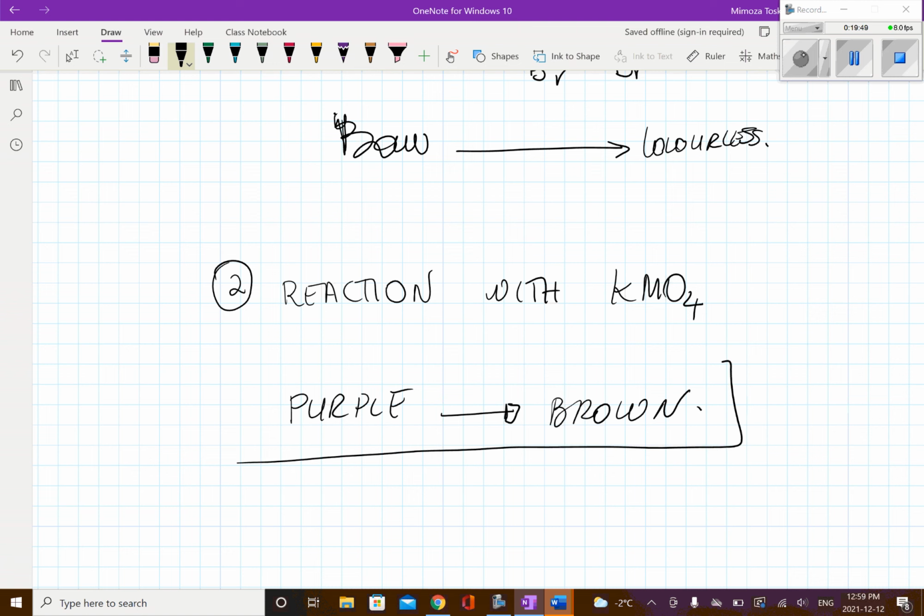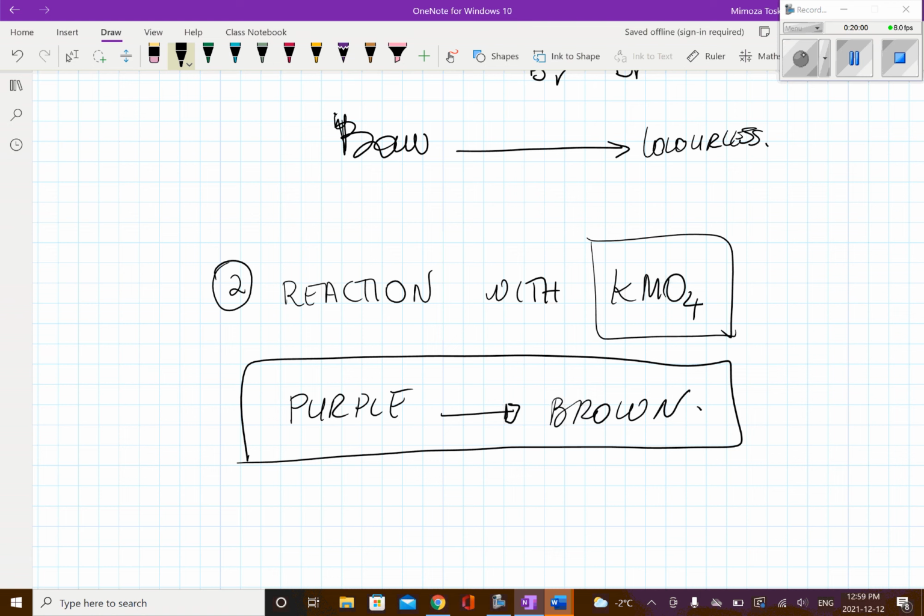So if it is indicated in the question that the diagnostic test with KMnO4 is performed to show whether a reaction is happening or not, and the purple stays purple, then no addition reaction is happening. But if the purple color changes into brown, then this is an indication that an addition reaction is happening. This is in terms of combustion and addition, and we will do substitution and elimination, and then call it a day.